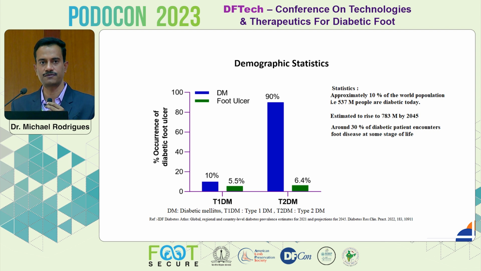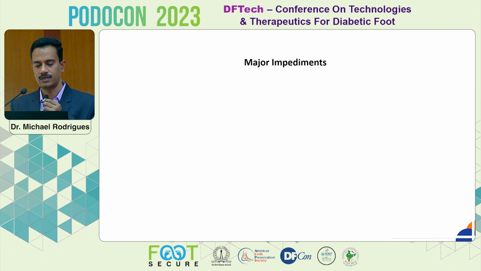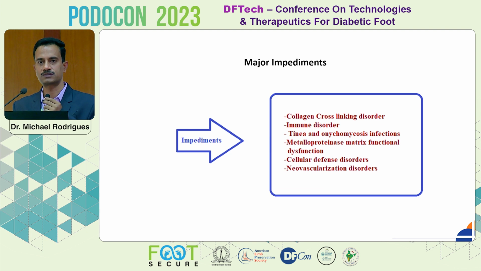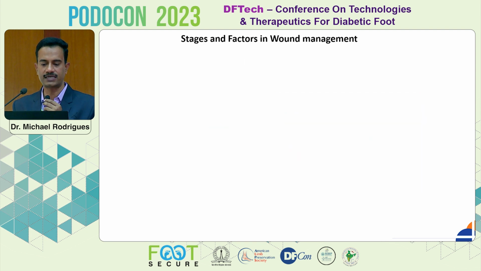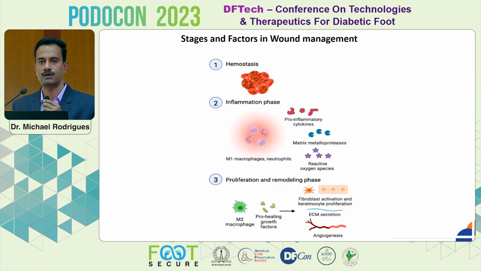So in short, today 10% of the world's population, that is 537 million people, are infected with diabetes, and there is an estimate saying that it would reach 783 million by 2045. So around 30% of diabetic patients encounter foot diseases at some stage of their life. This is such a big problem, but we are less aware of it, because when this awareness comes, we are at a very late stage of the wound, and a lot of scope has gone.